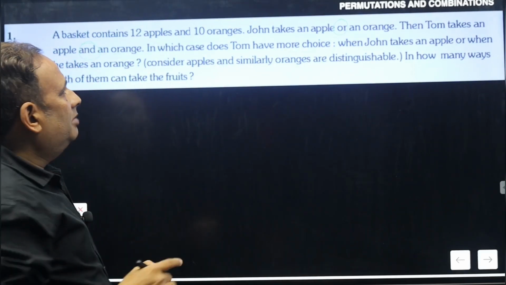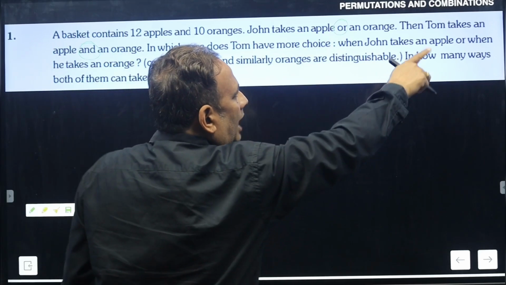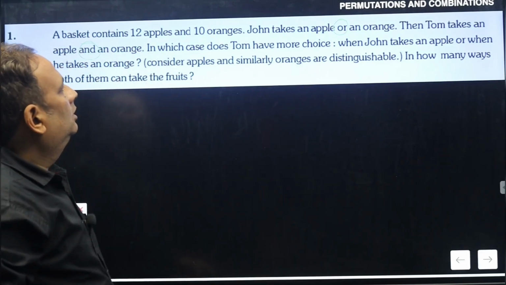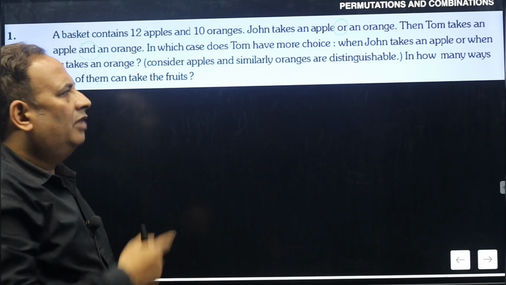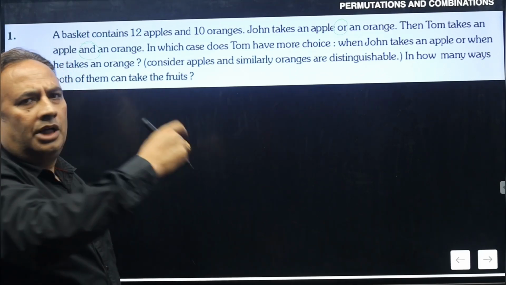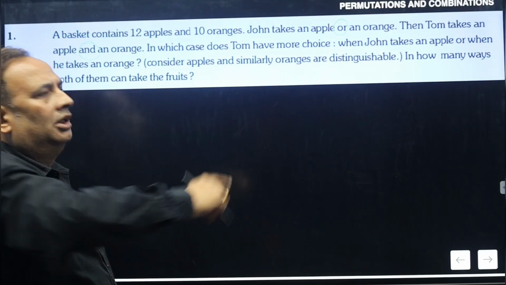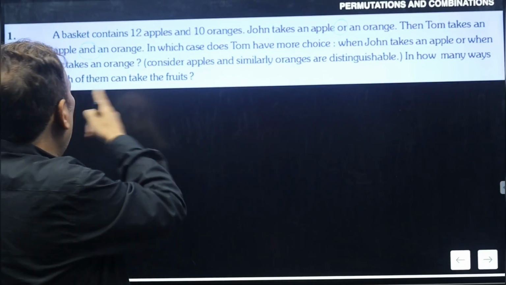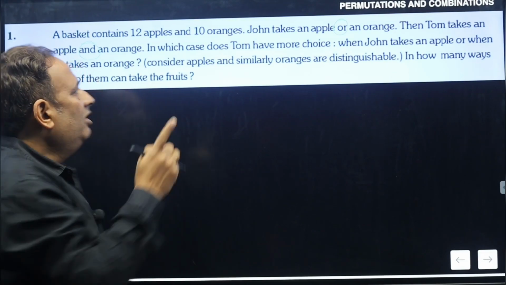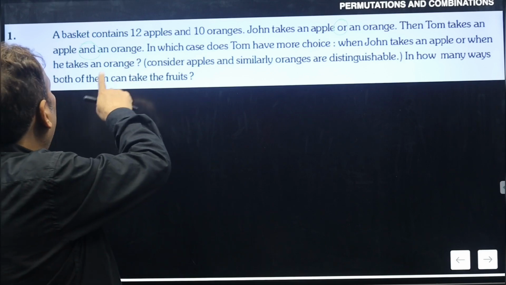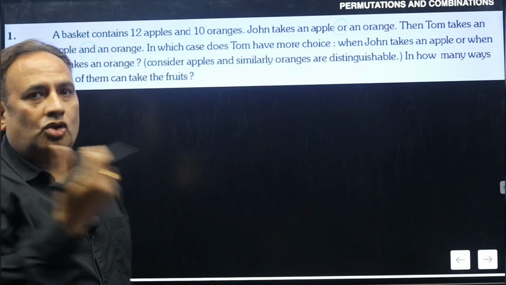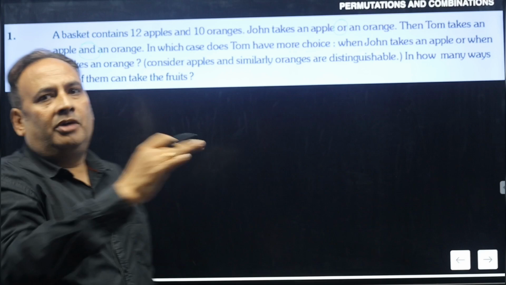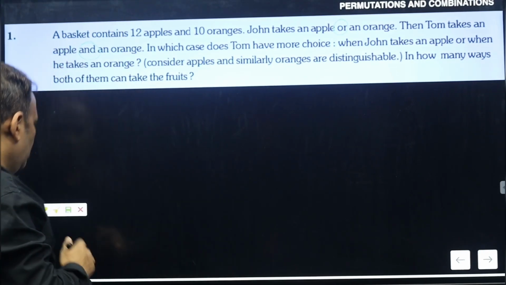That is the first question: in which case, when John takes an apple or when he takes an orange. Consider apples and oranges as distinguishable, that is, different fruits, not identical, which we will discuss later. We see in how many ways both of them can take the fruits. They have asked two questions: first, in which case Tom has more choices for fruits, and second, the overall combination of addition and multiplication rules.